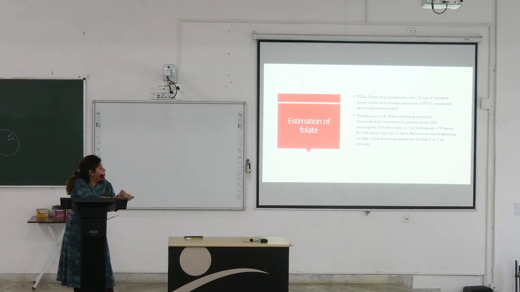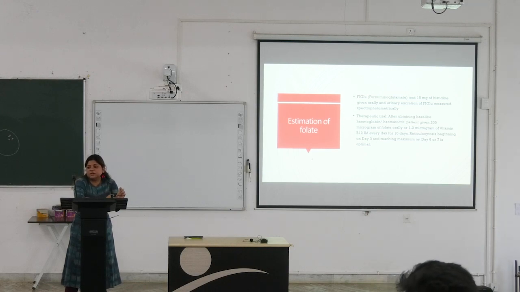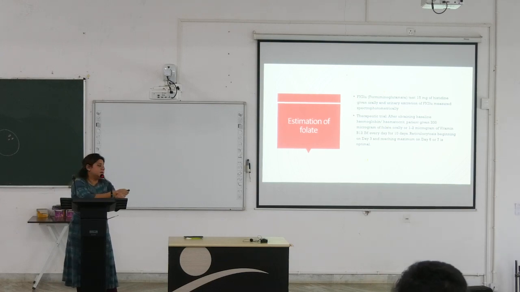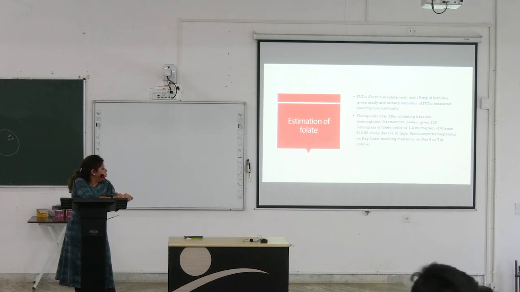We will do the reticulocyte count. Can you tell me the stains for reticulocytes? Supravital stain. New methylene blue, brilliant cresyl blue. You cannot readily see the reticulocytes by normal Leishman-Giemsa staining. You have to apply these supravital stains. So we will go for reticulocytes. Reticulocytosis beginning on day 3 and reaching maximum on day 6 or 7 is optimal.